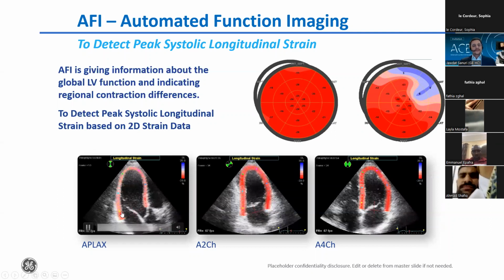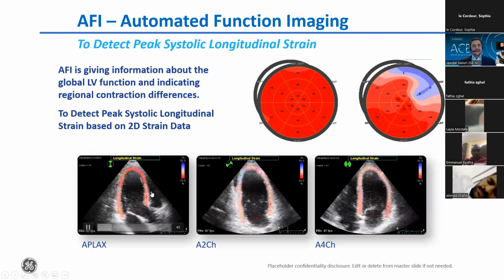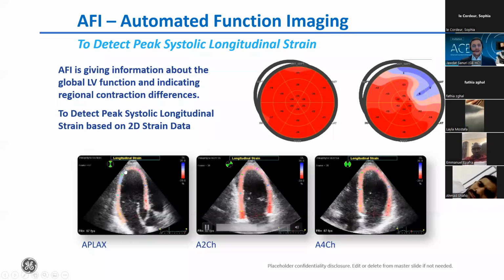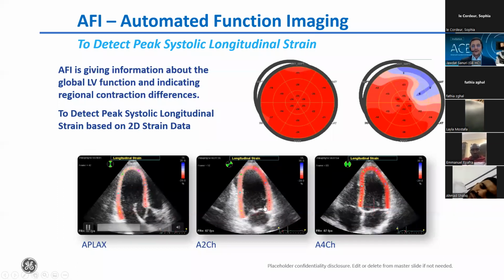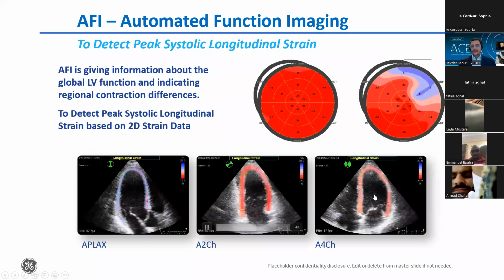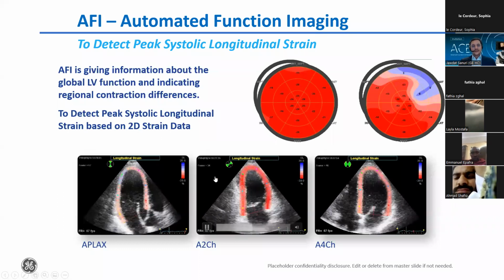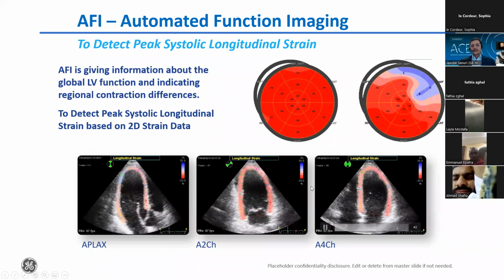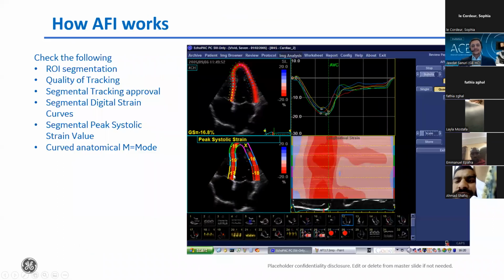And of course, this is just from taking the 3 apical views, the 3-chamber, 2-chamber, and 4-chamber, having the region of interest for all 3, and then the longitudinal strain for each of the 6 segments in each of the 3 views. Once you have the long axis, the 2-chamber and the 4-chamber, then you have a collection of all the data. Again, you can see the segmentation here.